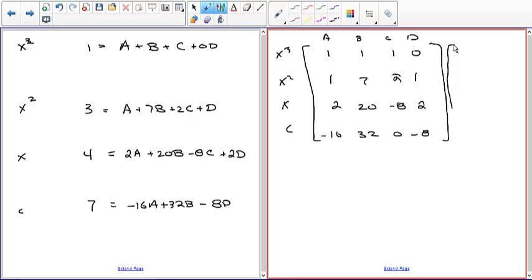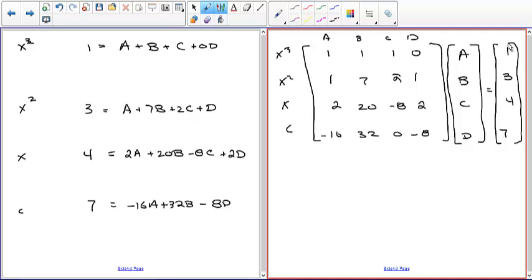And we multiply that by the column vector A, B, C, D, and that equals the other side, which is 1, 3, 4, and 7. Okay. So all we have to do, if we call this matrix A, call this matrix X, and this matrix B, to solve for X, we just have to take the inverse of matrix A times B. And that'll give us the coefficients A, B, C, and D for the original expression.